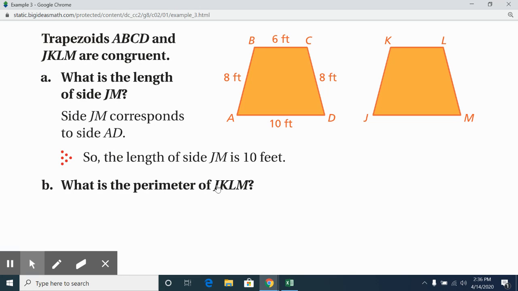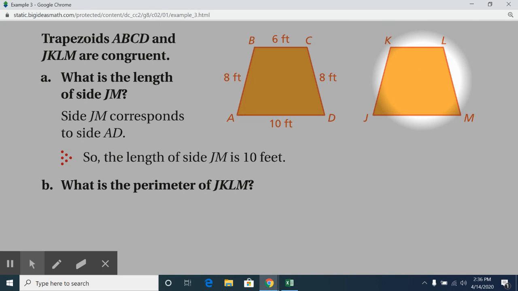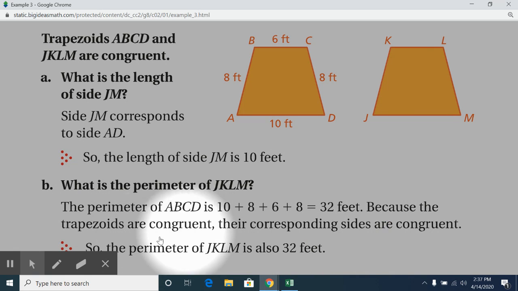Now it's asking what's the perimeter of this shape? Well, again, if we know these side lengths, we technically know all of these side lengths. So we simply have to find the perimeter of this shape, and we have the perimeter of this shape. Remember, perimeter means to add all of the outside. If we add these all together, we get 32. And then it says because the trapezoids are congruent, their corresponding sides are congruent. So the perimeter of the trapezoid JKLM is also 32 feet.